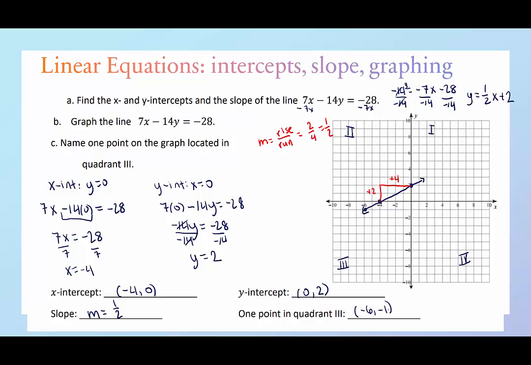I know it's located in quadrant 3 because both x and y are negative, which is true of any point in quadrant 3. This has been a mega example of linear equations where we looked at intercepts, slopes, graphing, and even the quadrants. And we explored this graph with all of those characteristics about this line.